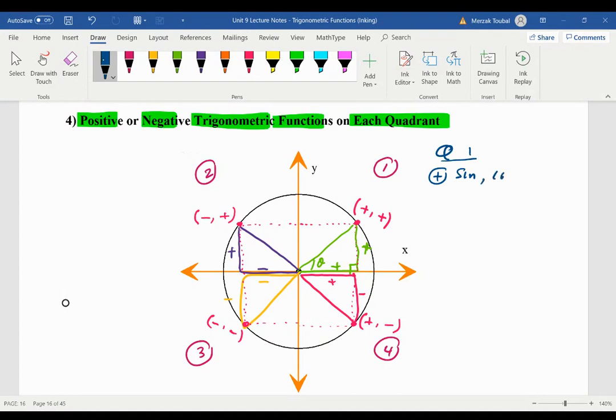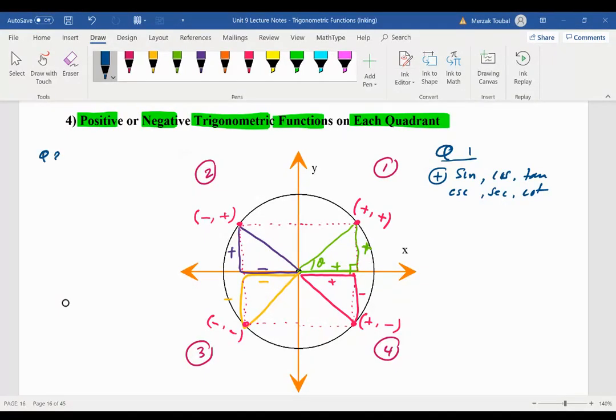The cosine is also positive because cosine is adjacent over hypotenuse, and the adjacent is positive. The tangent is also positive because tangent is opposite over adjacent, and both opposite and adjacent are positive. And then all the reciprocals are positive. If sine, cosine, and tangent are positive, then the reciprocals must be positive, which are cosecant, secant, and cotangent. So all the functions in quadrant 1 are positive.